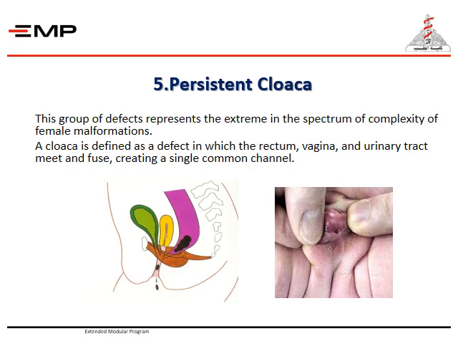A cloaca is defined as a defect in which the rectum, vagina, and urinary tract meet and fuse, creating a single common channel. The diagnosis of persistent cloaca is a clinical one. This defect should be suspected in a female born with imperforate anus and small-looking genitalia. Careful separation of the labia discloses a single perineal orifice.